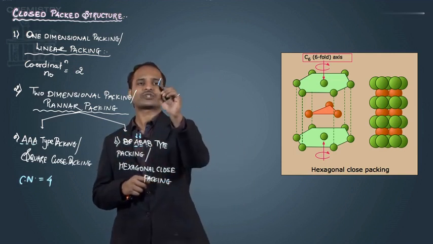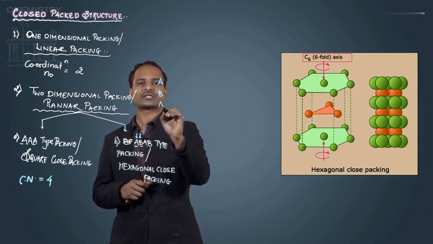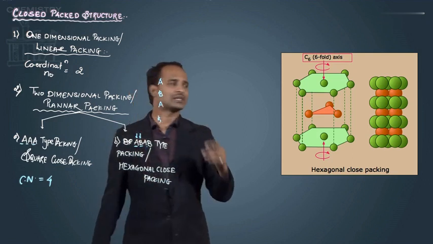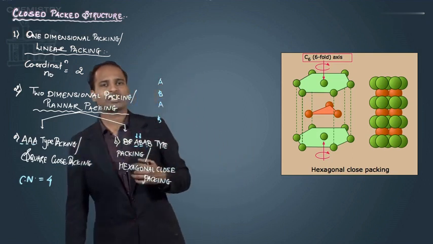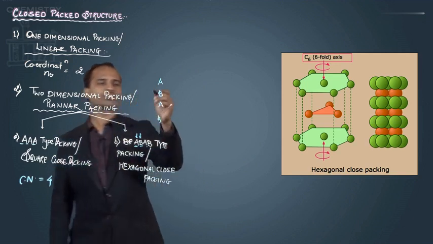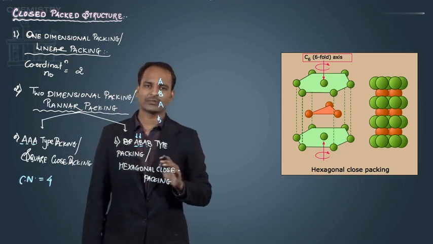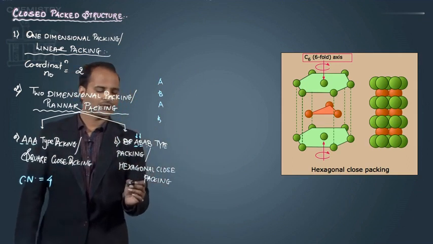So if I call the first row A, the second row is going to be B. Then again the first row is A because the arrangement is the same. Again the next row is B. So I can say that here we are having AB type packing. AB type packing means every alternate row has the same arrangement, but two consecutive rows do not have the same arrangement.